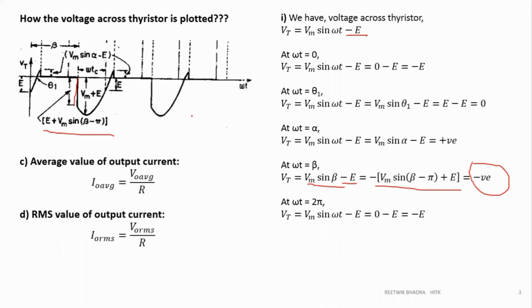What will be the maximum value? Maximum value will be Vm plus E. So the maximum peak value that can occur is when sine is at its maximum value of 1. If you substitute this as 1, then E plus Vm will be the maximum value, but in the negative direction in this case. Now, next thing. At 2 pi, this is my 2 pi point. Okay, this is my 2 pi point.